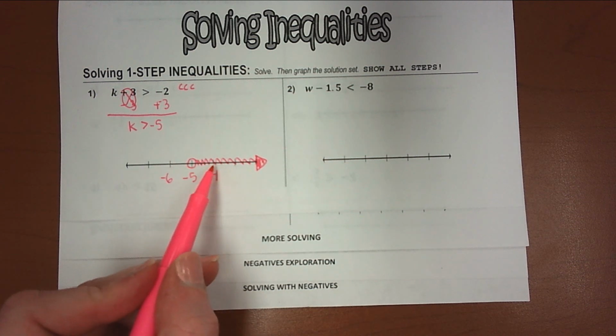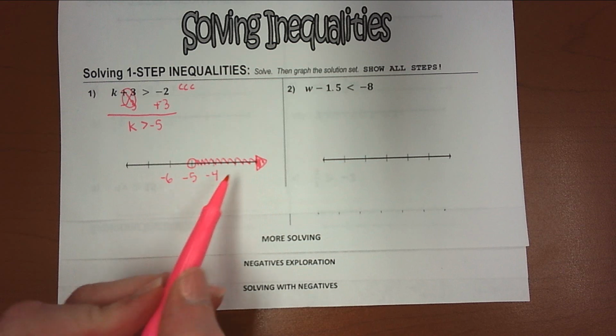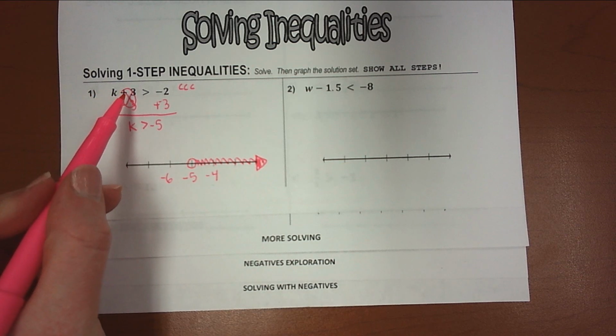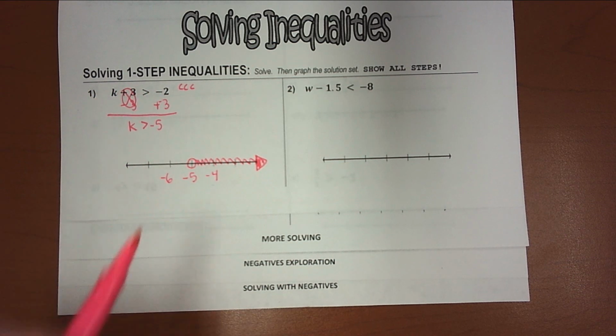We can always double check ourselves. For example, if we plug in any of these numbers to the right of negative 5, 0, 0 plus 3 is 3, 3 is greater than negative 2, so it seems like our answer is reasonable.